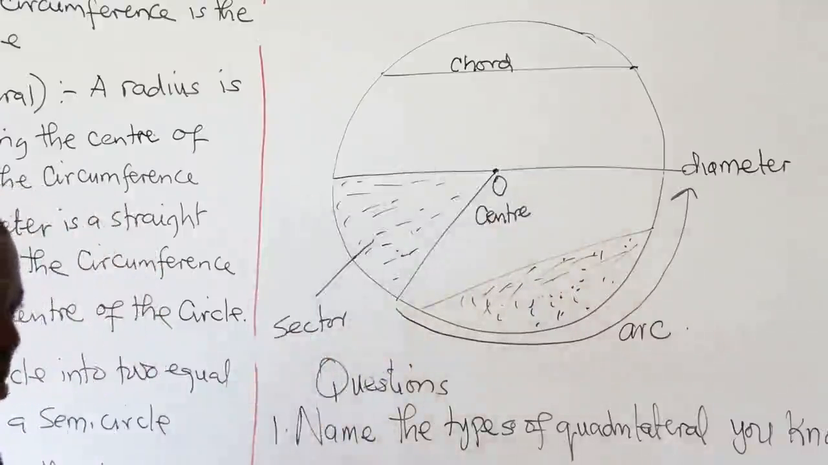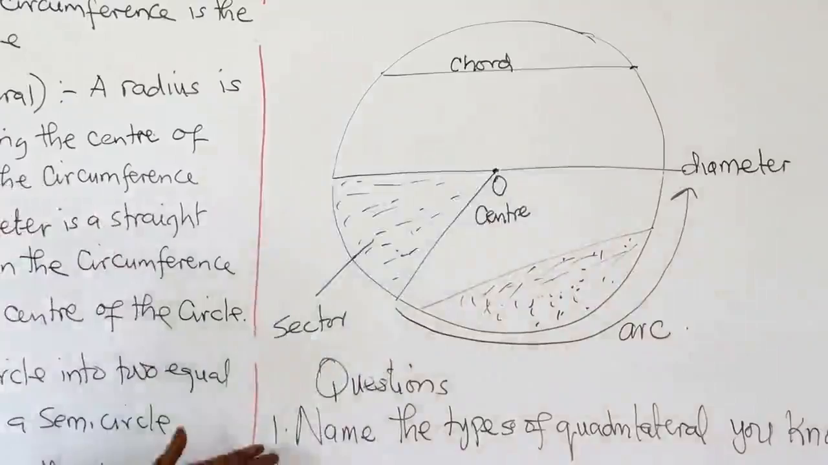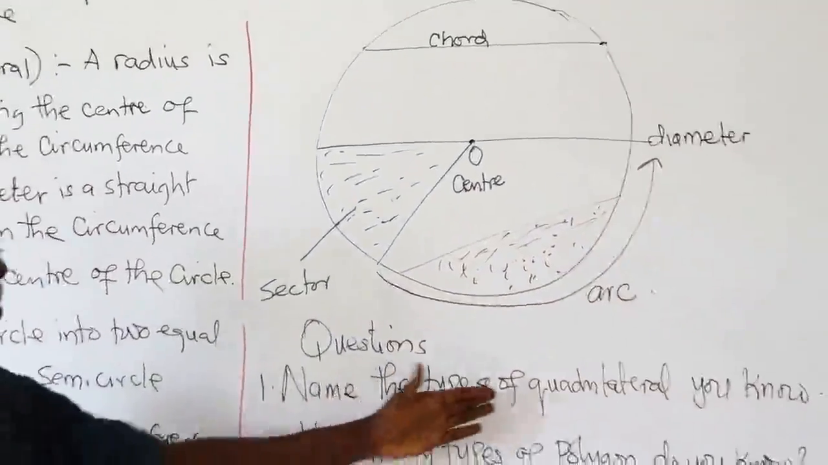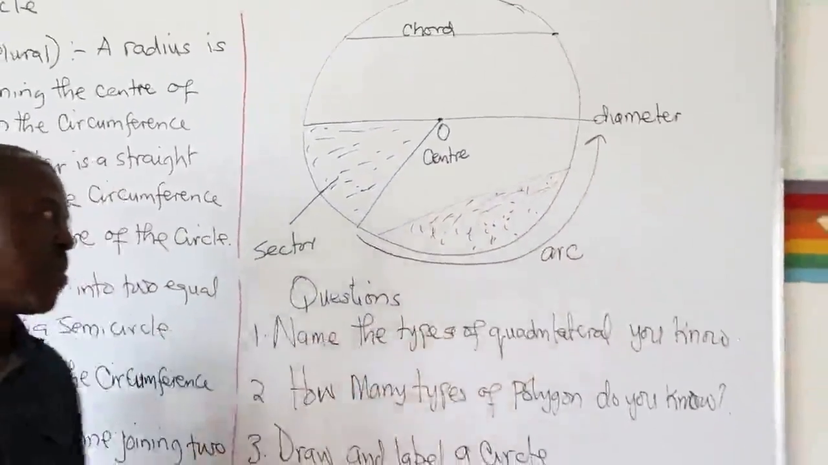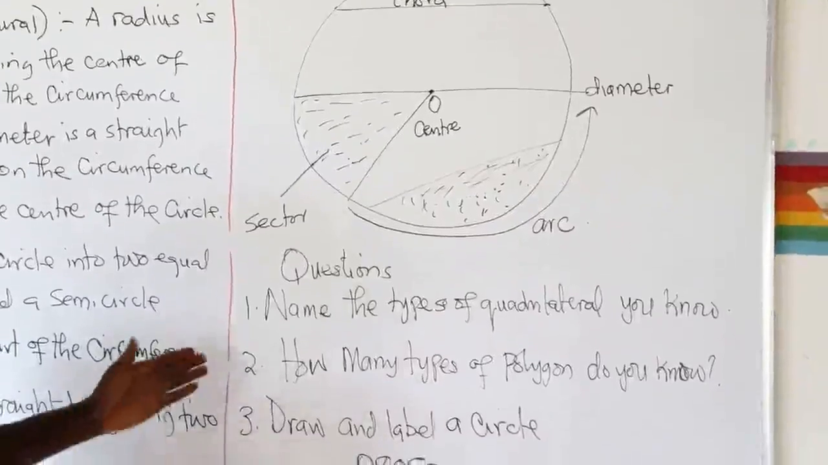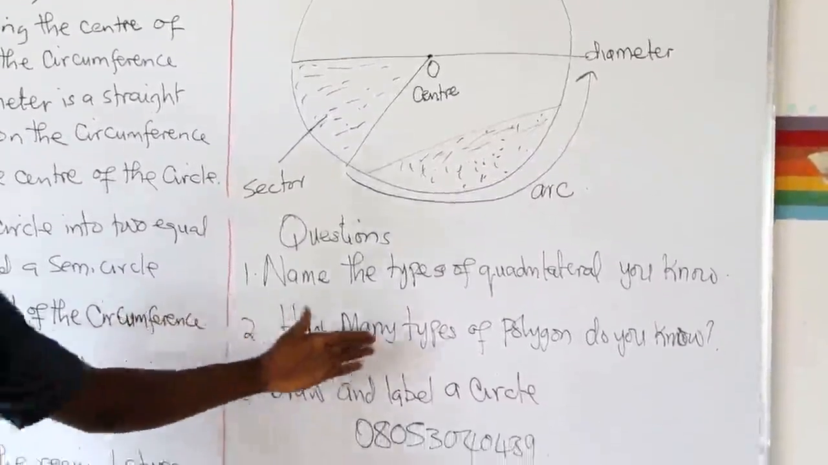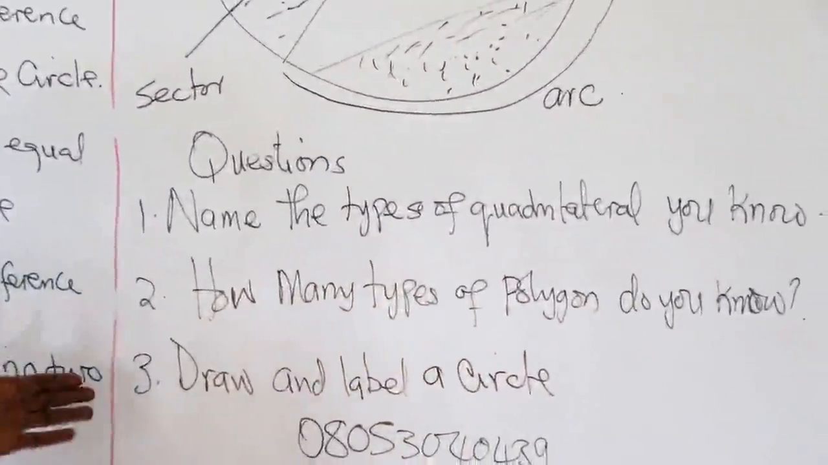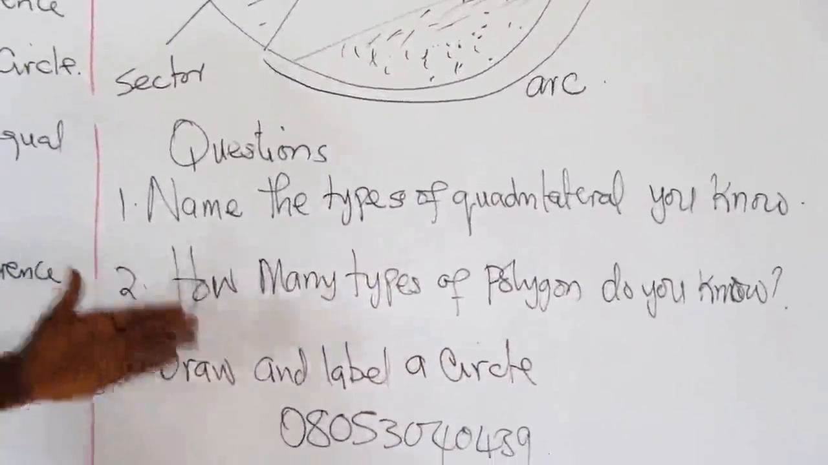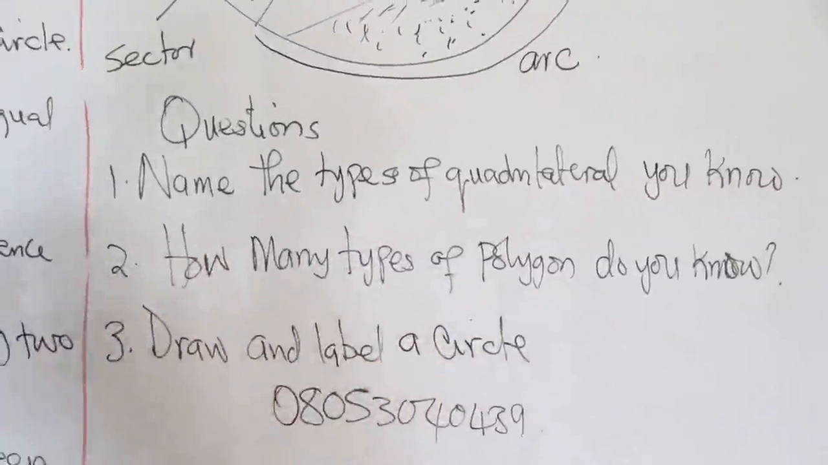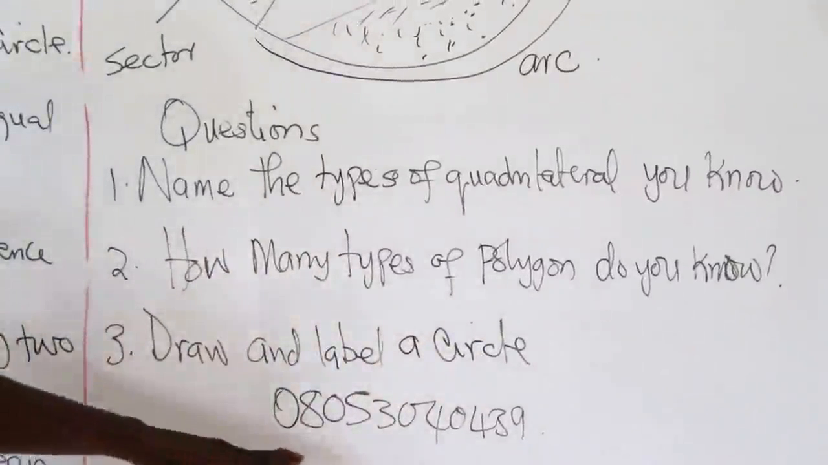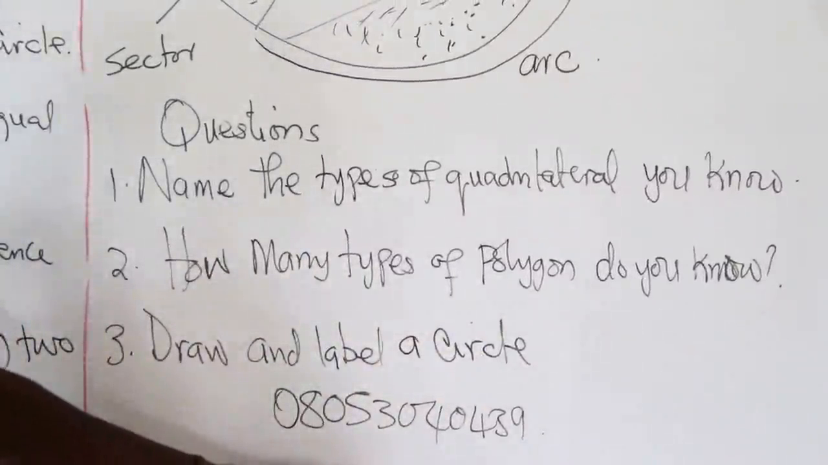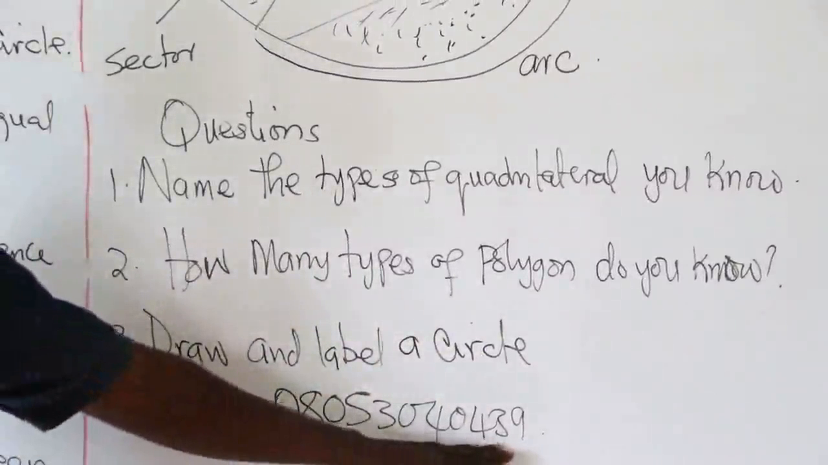So let's take these questions. 1. Name the types of quadrilateral you know. 2. How many types of polygon do you know? 3. Draw and label a circle. Send it through this number.